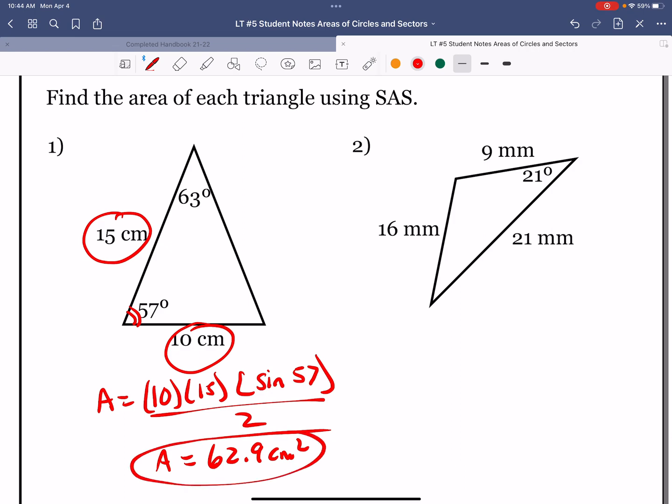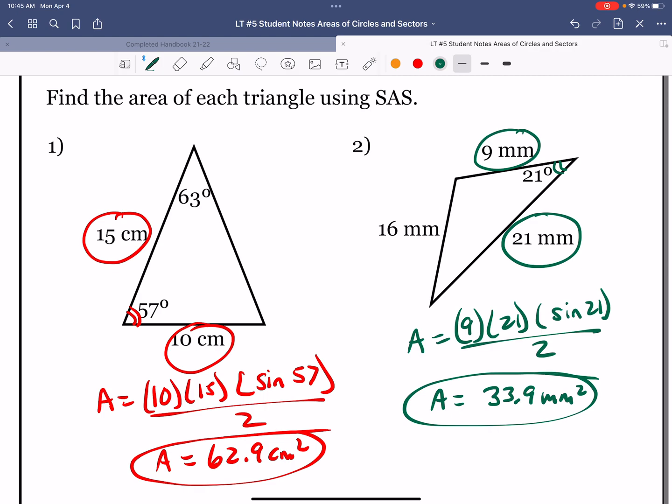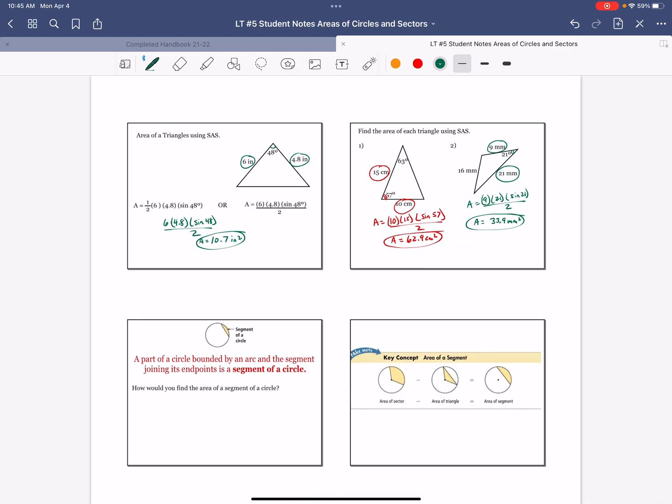Then on this one, I've got all three sides, but only this angle. So I'm going to use the two sides that form that for side angle side. The area is going to be 9 times 21 times the sine of the included angle, all divided by 2. So we type that in and we get 33.9 millimeters squared. Okay, we're going to be using that method to find the area of a triangle.